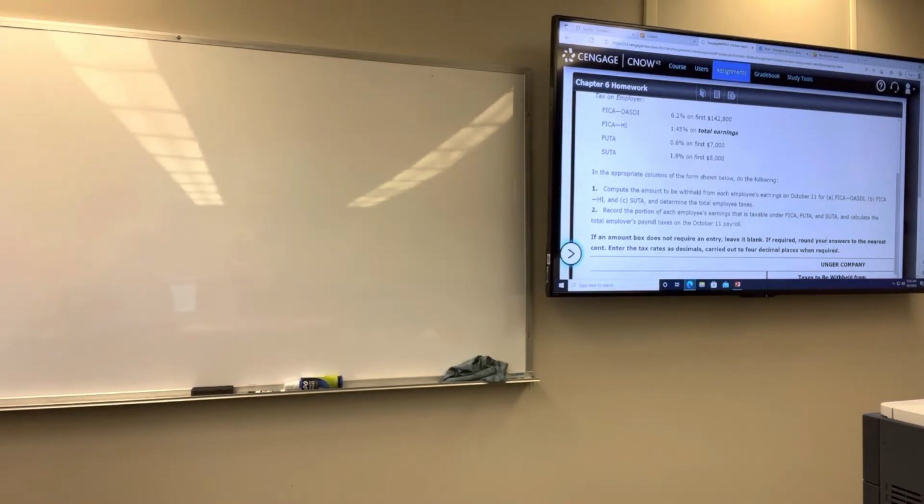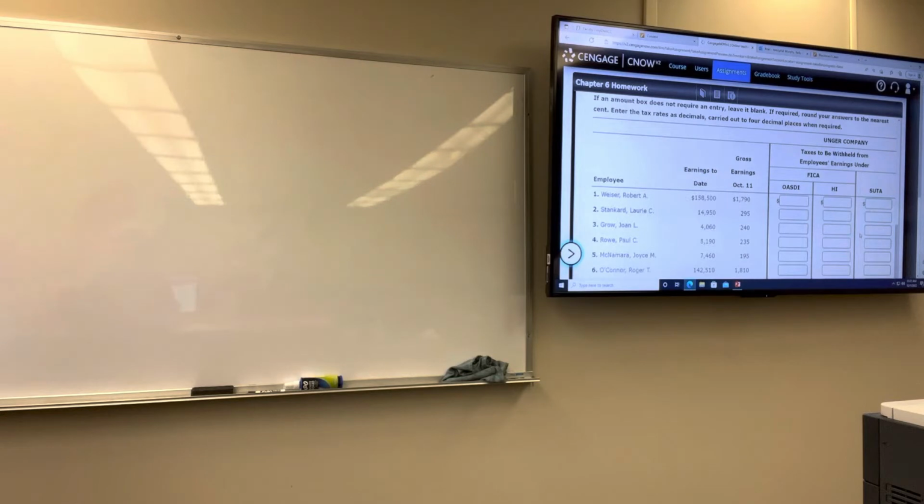Determine the total employee taxes. Record the portion of each employee's earnings that is taxable under FICA, FUTA, and SUTA. Calculate the total employer's payroll taxes on the October 11th payroll. So you said you're having issues with the employer's portion. So were you able to get the employee's portion? Okay.